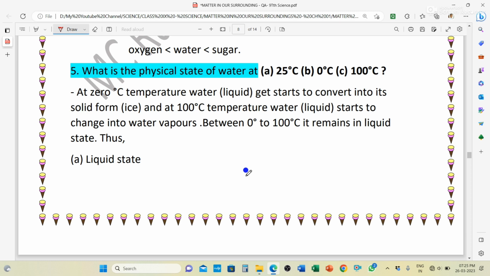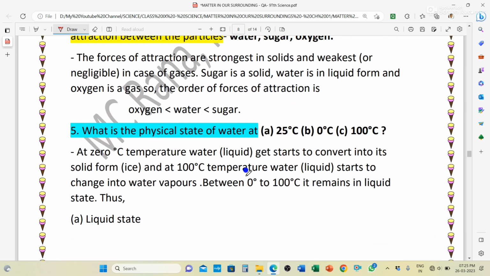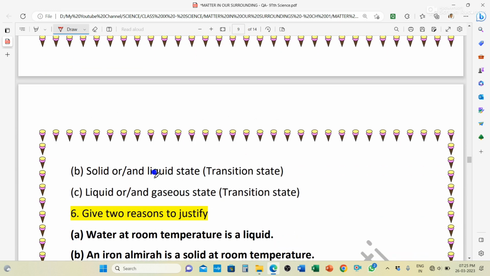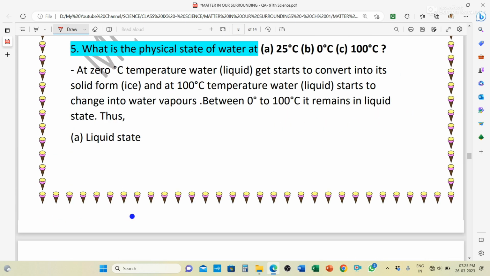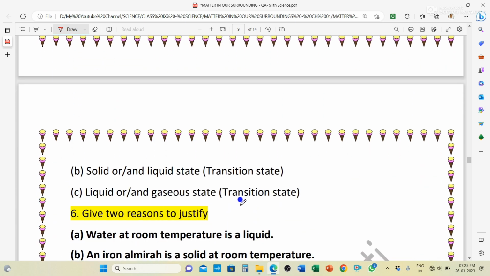Because the melting point of ice is 0 degrees Celsius, it is a transition state. So that's why it can either be in solid form or in liquid form. Again, 100 degrees Celsius is also a transition state from liquid to gas. So the water may be in liquid form or in gaseous form as water vapor.